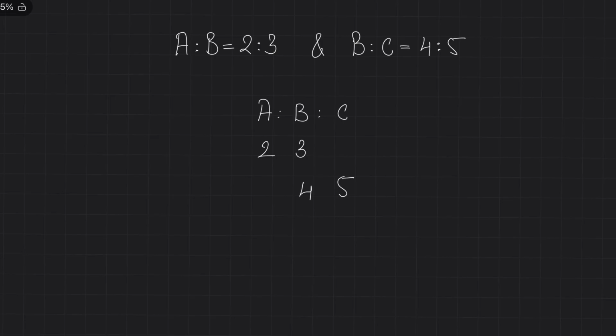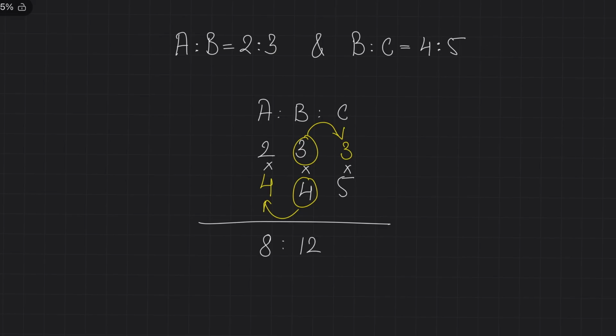Now, whatever be this number, you repeat it here once. And whatever be this number, you repeat it here once. Next, you multiply all of these. 2 into 4 is 8, 3 into 4 is 12, and 3 into 5 is 15. And again, you got the same answer.